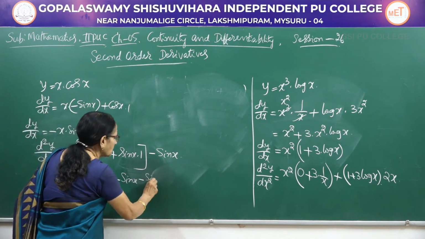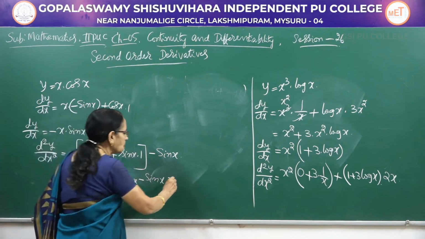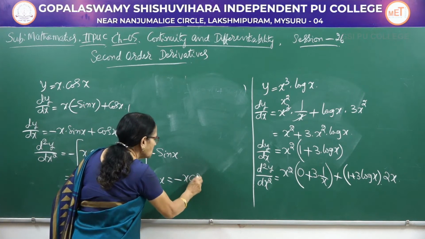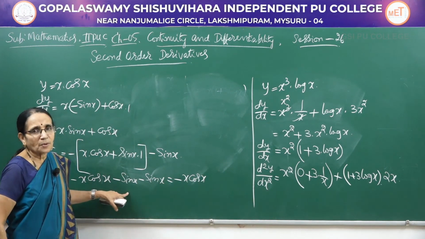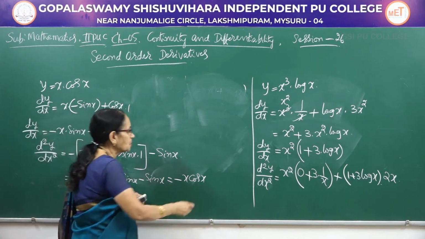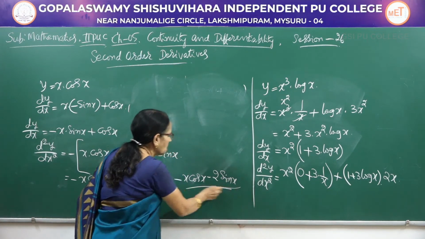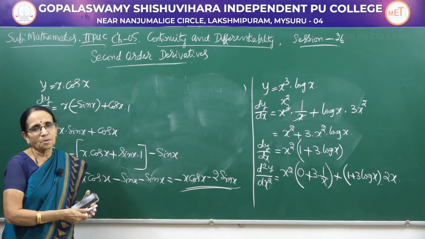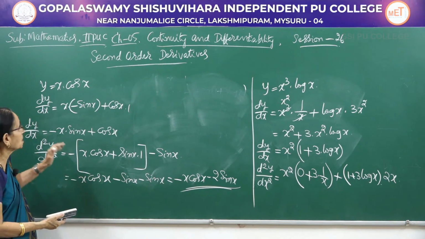which is already there. So how do you group that one? First term, write it as it is, minus x cos x, and the second one, both of them are having the same sign, minus sin x becomes minus 2 times sin x. So this is the answer, this is the second derivative of the given function, both the terms are negative.